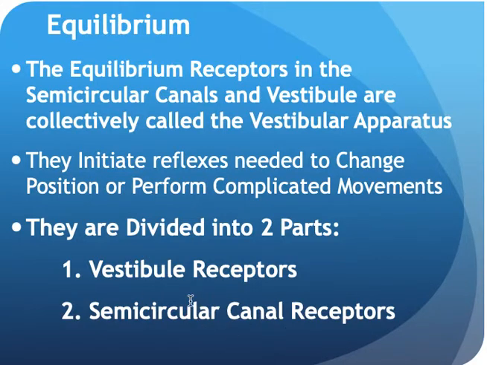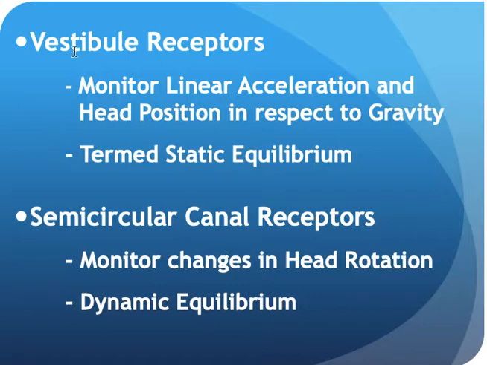And again, we want to remember which type of receptor is in each one of these and which forces it is responding to, okay? Because those are where the multiple choice questions are going to come from. So my vestibule receptors are going to monitor linear acceleration and head position with respect to gravity. Sometimes they're termed static equilibrium because gravity is always pushing on us.